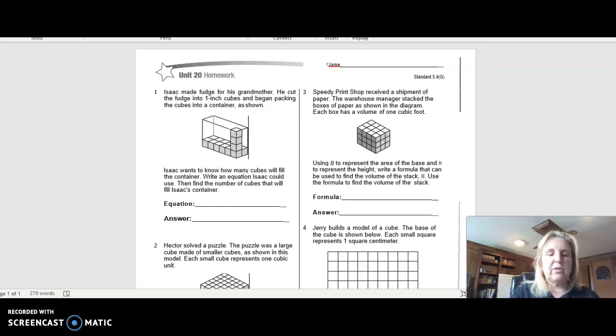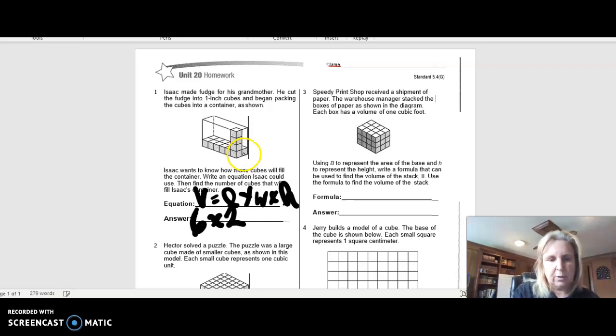So we already know that volume is equal to length times width times height, okay? And so that means that we have to figure out what the length is. So if you count these cubes right here in the front, you've got 1, 2, 3, 4, 5, 6. So your length is 6. If you count the width, you've got these 2 cubes right here, that's 2. And then the height is this column right here, and that's 4.